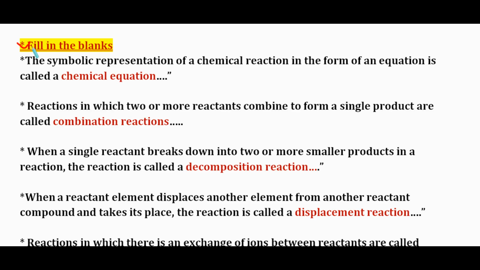Now see the questions based on fill in the blanks. The symbolic representation of a chemical reaction in the form of an equation is called a chemical equation. The reactions in which two or more reactants combine to form a single product are called combination reactions. When a single reactant breaks down into two or more smaller products, the reaction is called decomposition reaction. When a reactant element displaces another element from another reactant compound and takes its place, the reaction is called displacement reaction.